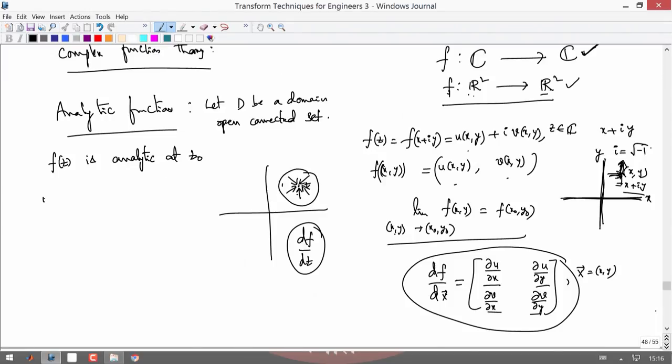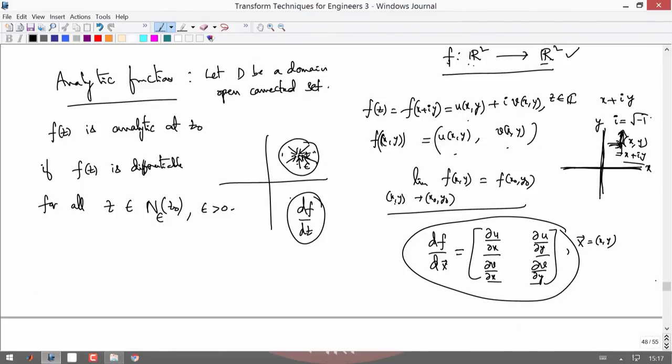Let's say z naught. If f(z) is differentiable, meaning the usual derivative exists at that point, and not only at that point but in every neighborhood of it, differentiable for all z in some epsilon neighborhood of z naught, for some positive epsilon. So you take some epsilon neighborhood, and at every point I can always differentiate. In that sense, if it is differentiable at every point in a neighborhood, then you say that it is analytic. This is the first definition of an analytic function. And you cannot check every time whether the function is differentiable or not.